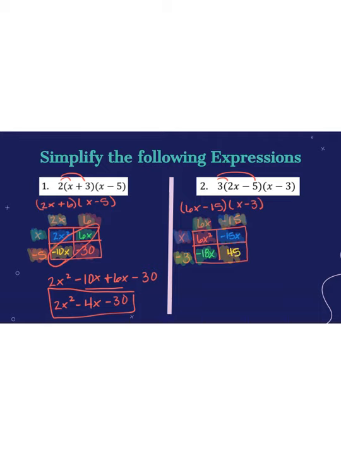Okay, I'm going to start with my highest exponent, so 6x squared. Okay, I have a negative 18x and a negative 15x. I can do some of that in my head. So negative 18 minus 15 will give me a negative 33x, and then we have that positive 45 on the end.